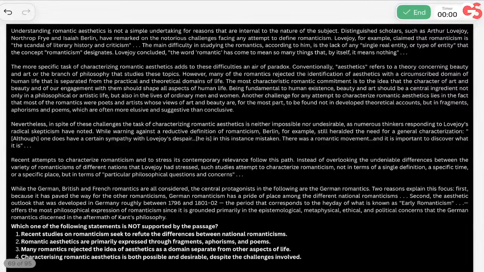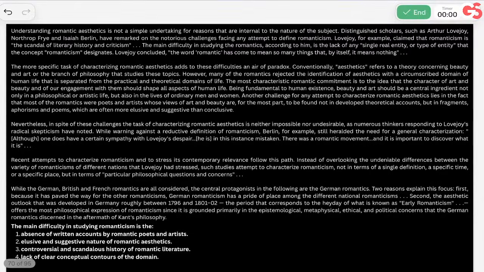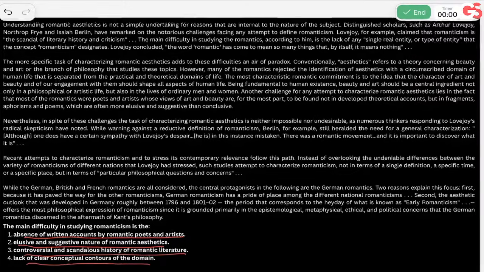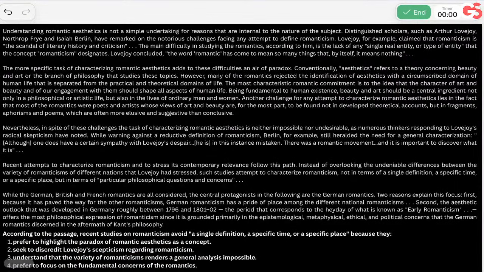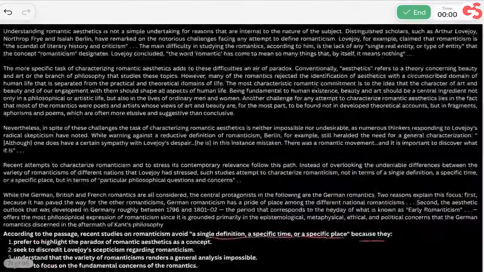Next one. Which one of the following statements is not supported by the passage? तो मैं पढ़ लूंगा तीनों, जो तीन सपोर्ट में आ जाएंगे, बाद में देख लेंगे इसको, है ना. We don't need to read the options here. The main difficulty in studying Romanticism is the absence of written accounts by romantic poets and artists, elusive, suggestive nature of romantic aesthetics. Okay. Controversial and scandalous history of romantic literature, lack of clear conceptual contours of the domain. ठीक है, आगे देखते हैं. According to the passage, recent studies on romanticism avoid a single definition, a specific time or a specific place because they, इसको हम क्वेश्चन पढ़ने के बाद ही समझ पाएंगे. चलो आगे. Let's read the passage now.